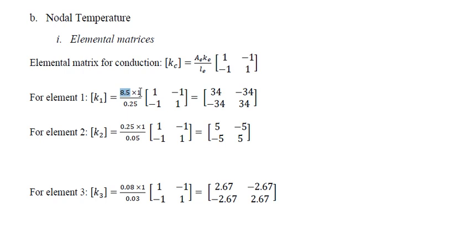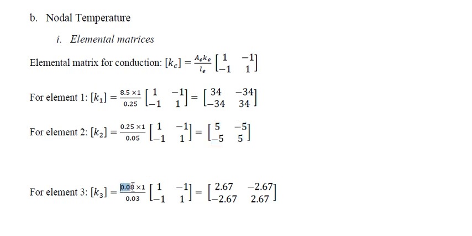K1. Okay. One is the area, the cross-sectional area. Since it is not given, we have to assume it as 1 meter square. 25 centimeter is converted into 0.25 meters. So we will get 34, -34, -34, 34. Similarly, 0.25 is the value of K2, 1 is the value of A2, 0.05 is the value of L2. So we will get 5, -5, -5, 5.